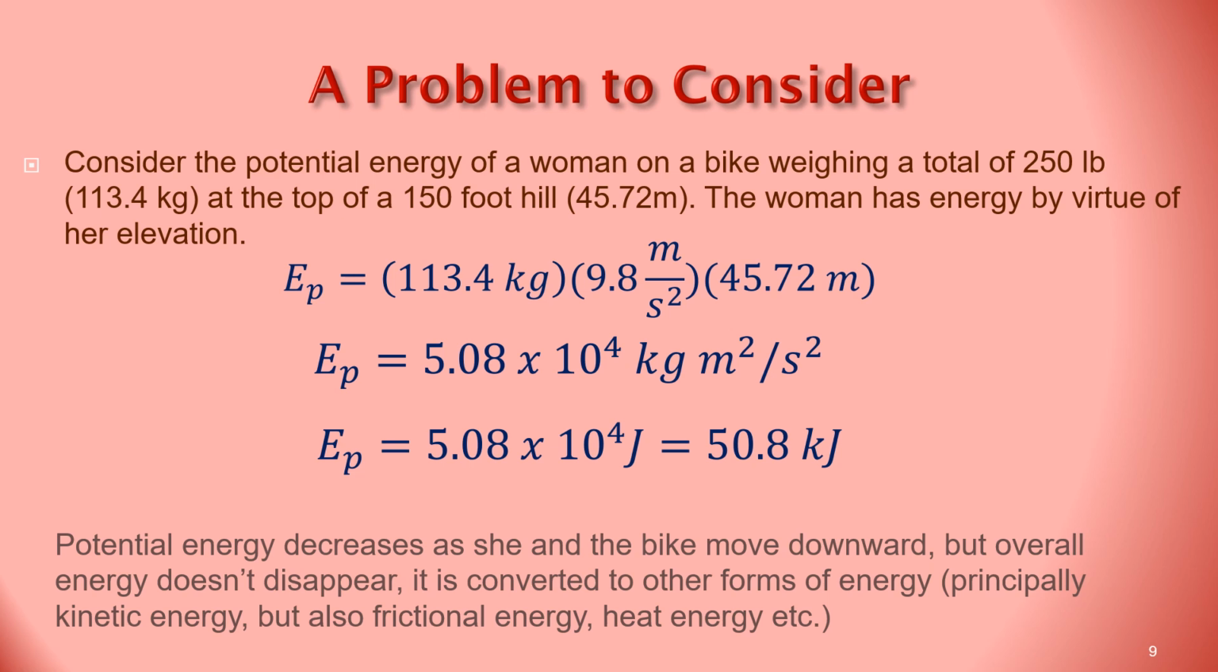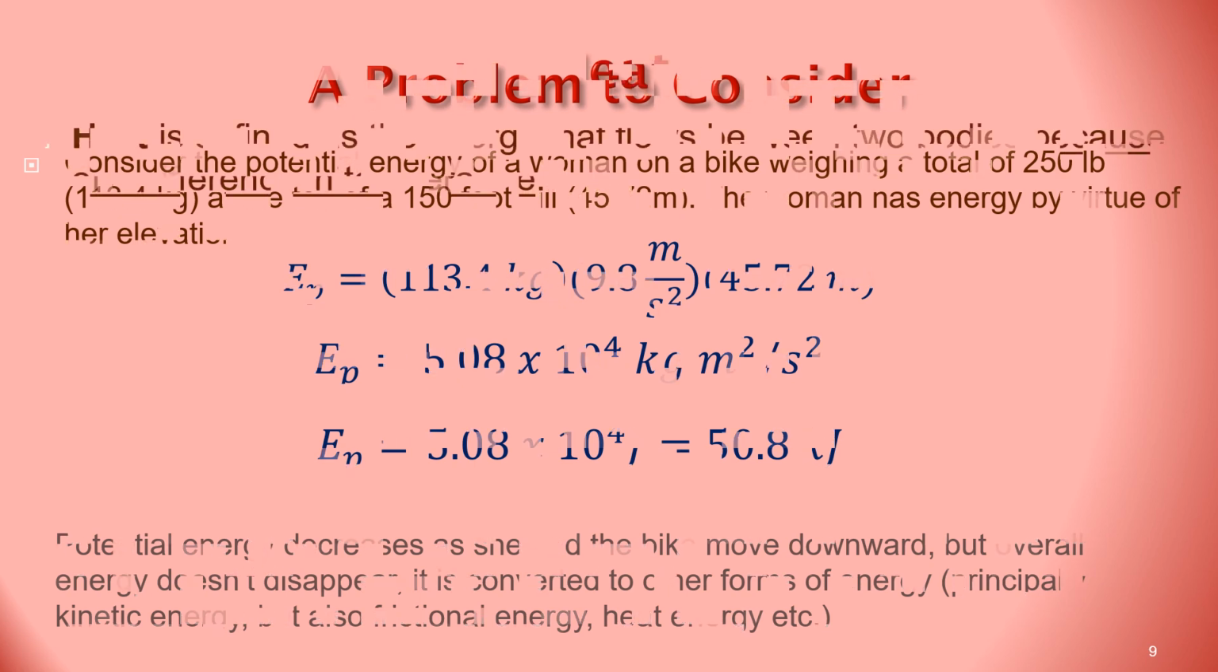Okay. So anyway, if she starts coming down the hill, what happens? Her potential energy decreases, but it doesn't mean it doesn't go anywhere. It's converted to kinetic energy because she's moving now. It might also convert to heat energy or frictional energy with her tire on the road. So it's definitely much more complicated than what we'll ever get into, but just have an idea of what we're talking about.